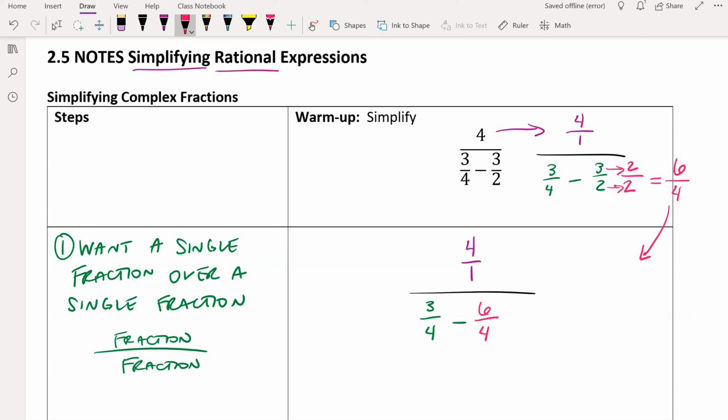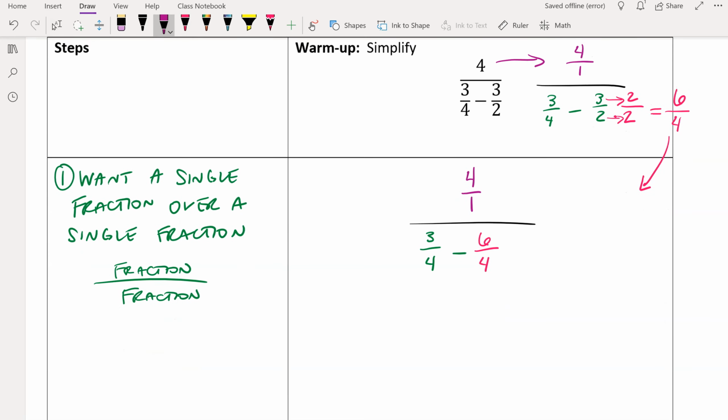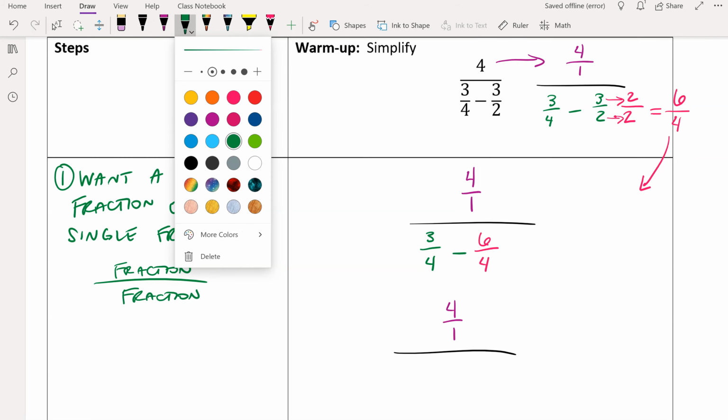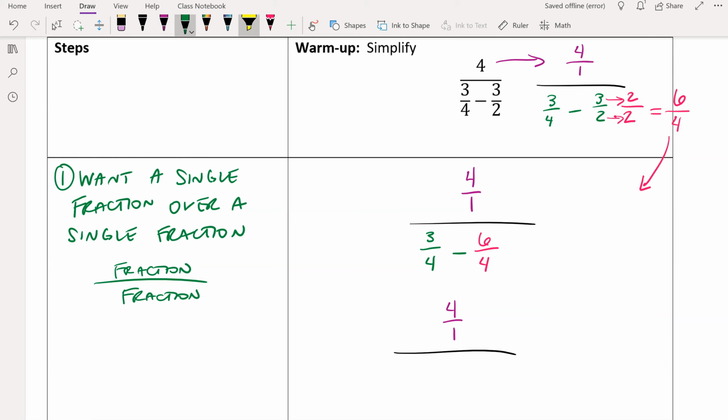Now, we still don't have 1 fraction over 1 fraction. We still need to get to that. So let's go ahead and simplify that even more. We have 4 over 1 over 3/4 minus 6/4. Well, what you do now is you subtract the tops. 3 minus 6. Subtract your numerators. 3 minus 6 is -3. So we have -3 over 4.